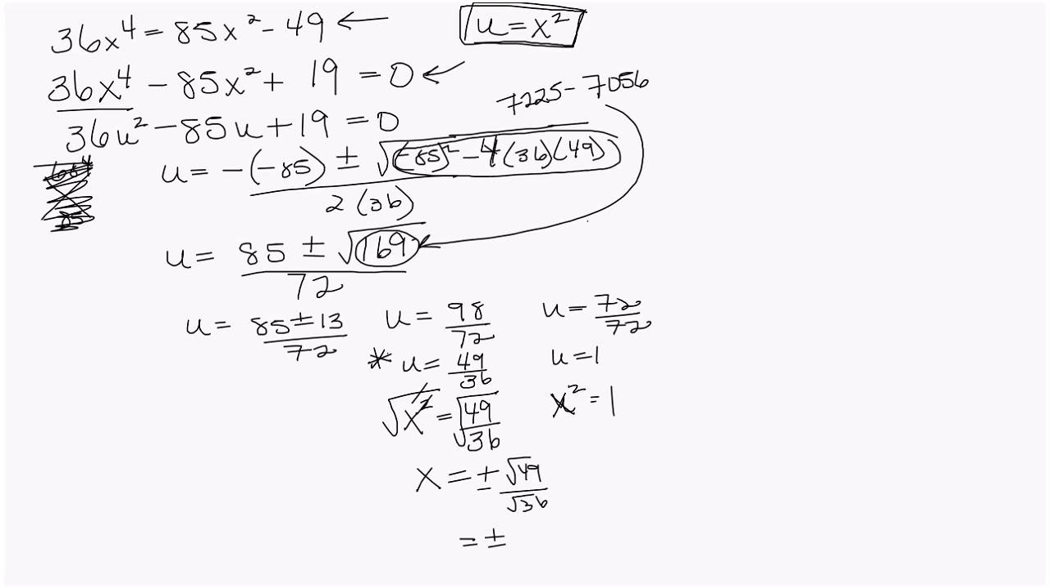And the square root of 49 is going to be 7, and the square root of 36 is going to be 6. So x is going to be plus 7 over 6, x is going to be negative 7 over 6, and then up here I'm going to do the same thing. x is equal to plus or minus the square root of 1, which is going to be positive and negative 1. So the solution set to this one is going to be plus 7 over 6, minus 7 over 6, plus 1 and negative 1.